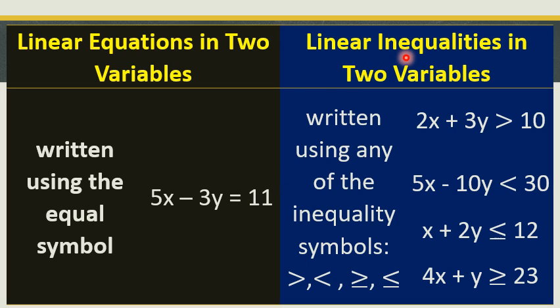Linear inequalities in two variables. This is an example. We're going to use the symbols greater than, less than, greater than or equal to, less than or equal to. 2x plus 3y greater than 10. 5x minus 10y less than 30. x plus 2y less than or equal to 12, and 4x plus y greater than or equal to 23.